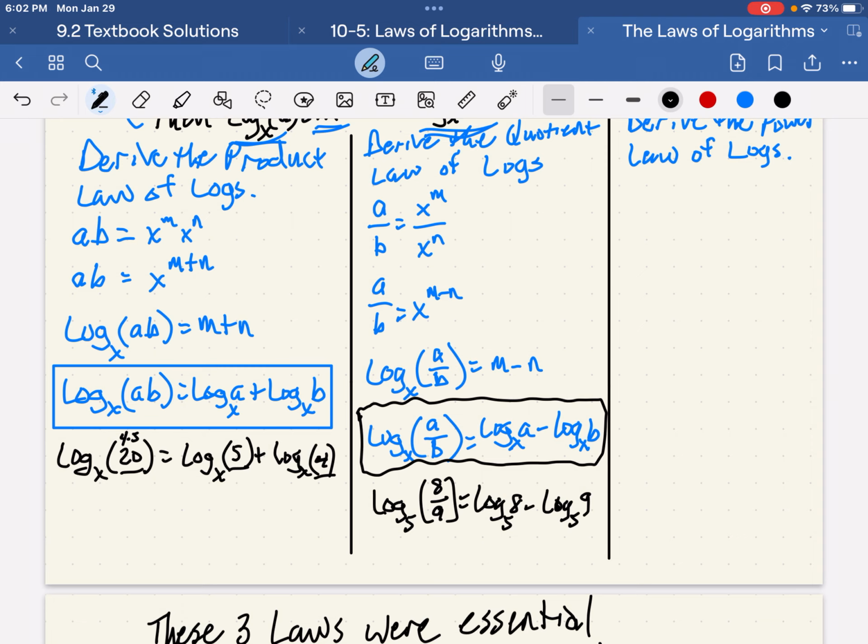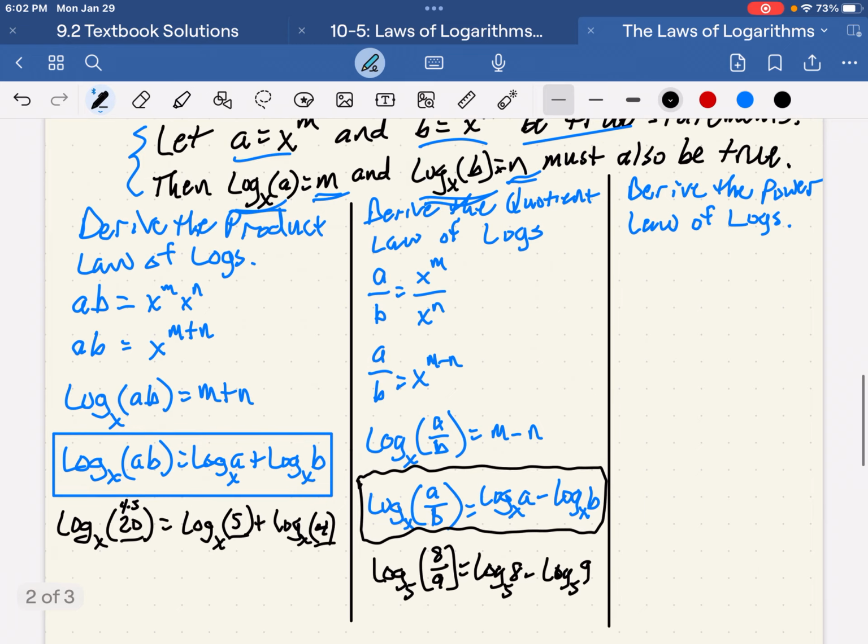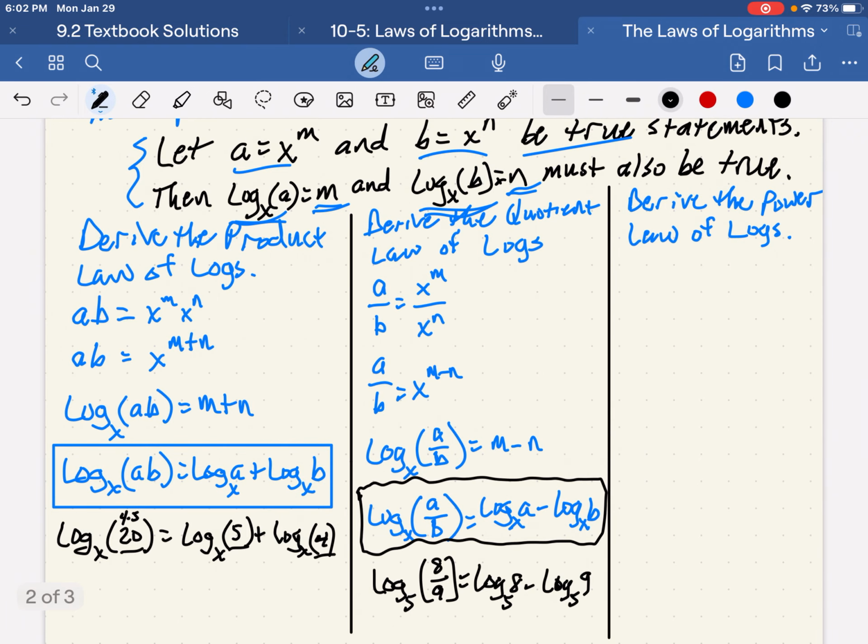All right, now, we also have a power law of logarithms, just like we have a power law for exponents. This one's a little bit different to derive than the first two. Suppose that I begin with log base x of a to the mth power. Log base x of a to the mth power.